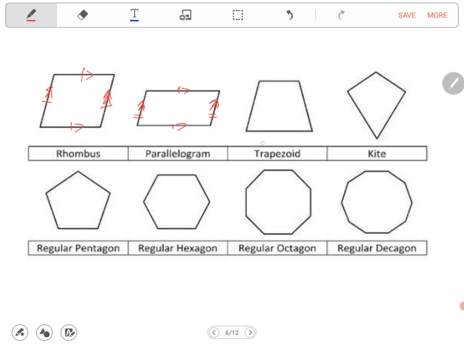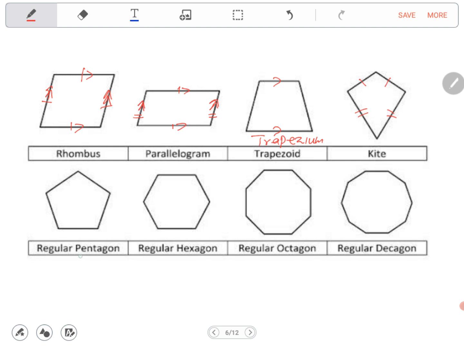Then we have a trapezium. Overseas they call it a trapezoid, but we call it a trapezium. Essentially with a trapezium we just need these two sides to be parallel. All right, and then we have a kite, whereby this side here must be equal to that one, and this one here must be equal to that one. So that is what a kite is.